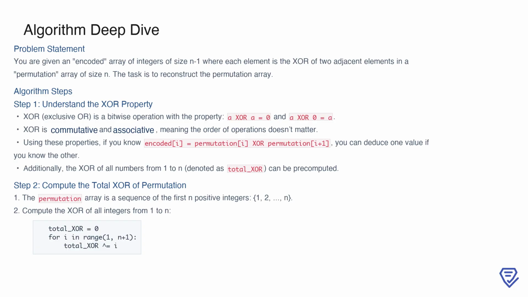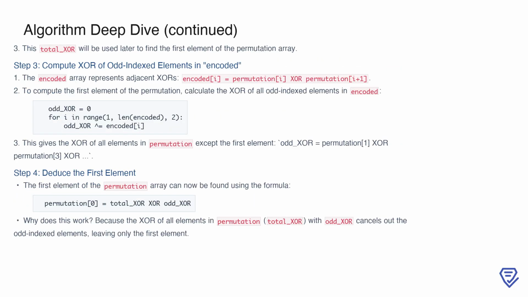To compute total_XOR, we simply iterate through the numbers 1 to n and XOR them together. For example, in Python, this can be achieved with a simple loop where total_XOR ^= i is executed for each value of i from 1 to n. Once we have total_XOR, we can move on to leveraging the encoded array to compute the XOR of specific elements in the permutation array.